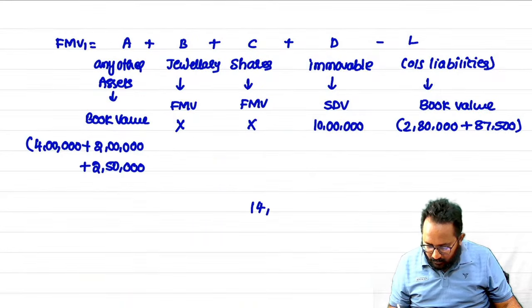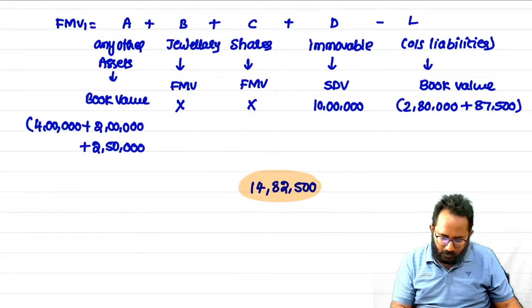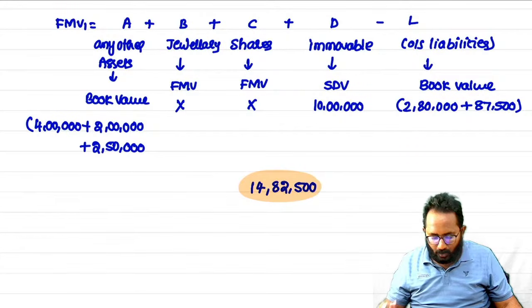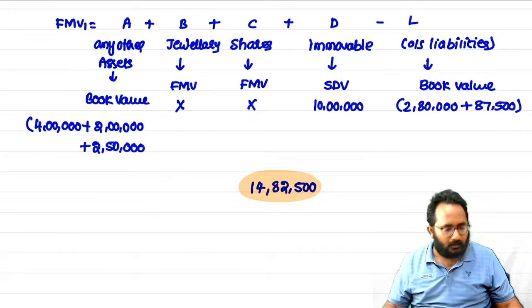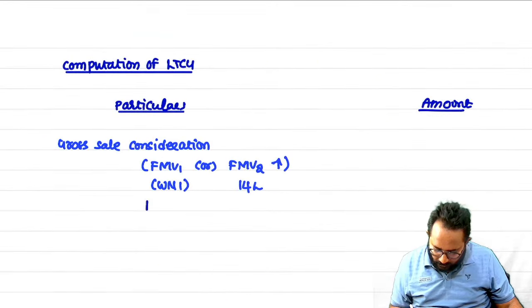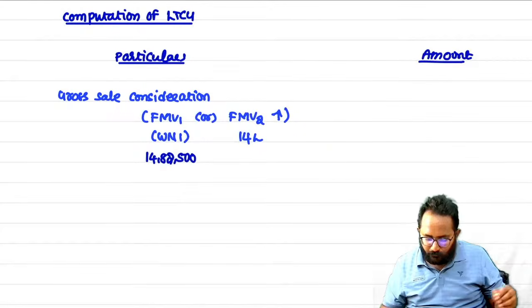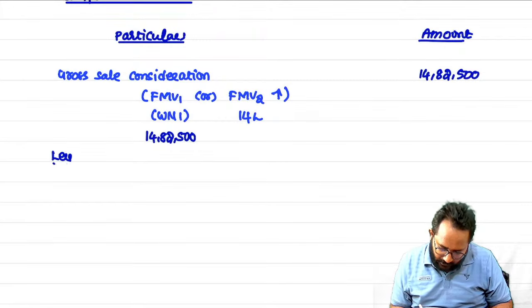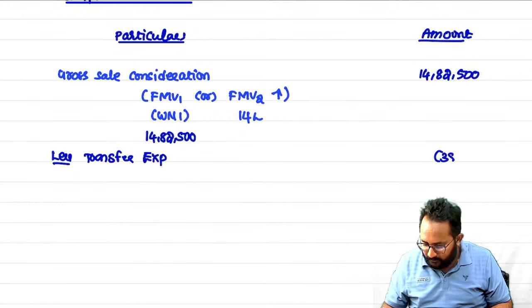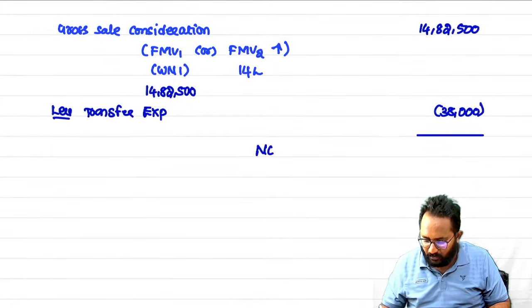14 lakh 82,500. Yes sir. FMV1 we got, and FMV2 we already substituted as 14 lakh. Now tell me, whichever is higher: 14 lakh 82,500 or 14 lakh? 14,82,500. So, less transfer expenses. Please check the question. How much transfer expenses have they given? 38,000. Finally, you will get the net consideration. How much?